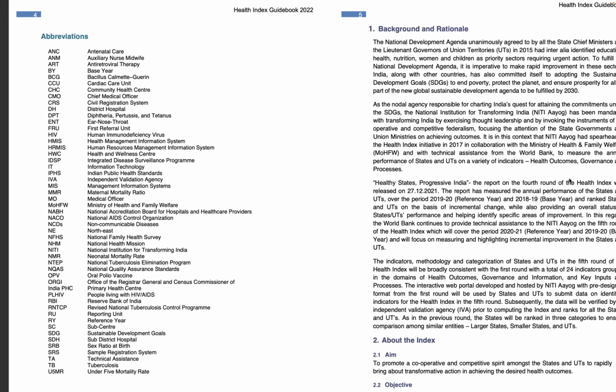Please zoom it, I want to actually show. See, there were 5 stages in this. Total 5 rounds were there whenever we are doing this, and for each round there are the indicators, methodology, and categorization of states. A total of 24 indicator groups were identified in the domains of health outcomes, governance, and information. Khushi, can you scroll it to the right?